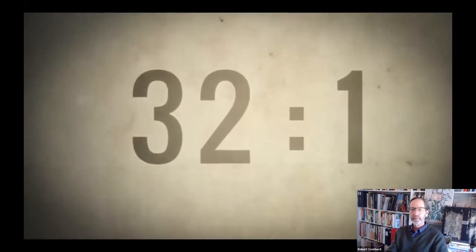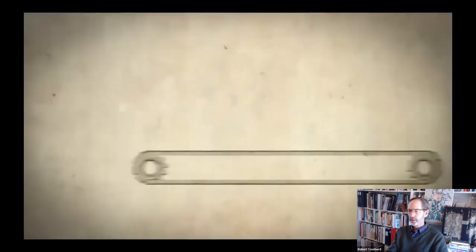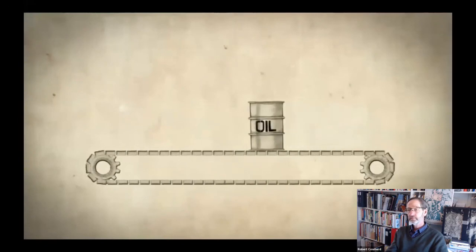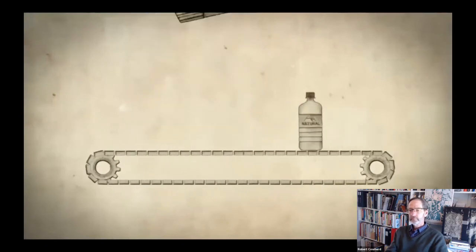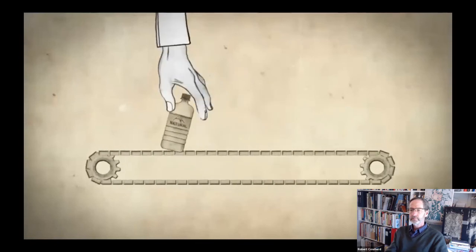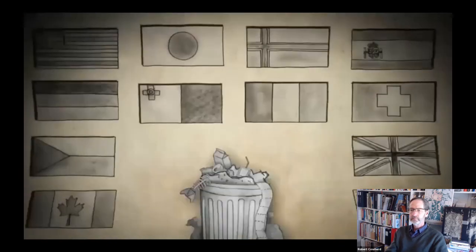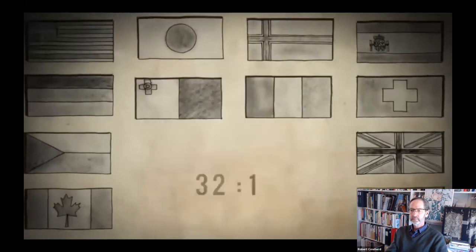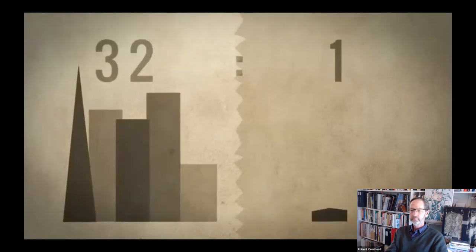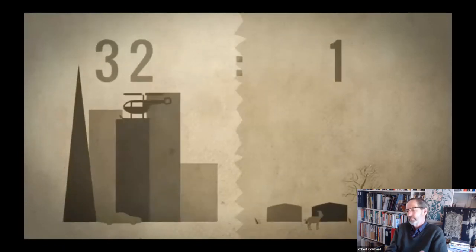It represents consumption. This is where our problems begin. The average rates at which we consume resources, such as oil and metals, and produce waste, like plastic and greenhouse gases, are about 32 times higher in North America, Western Europe, Japan, and Australia than they are in the developing world. 32 to 1 captures the difference in consumption between the first world and the third world. This little ratio has huge consequences.